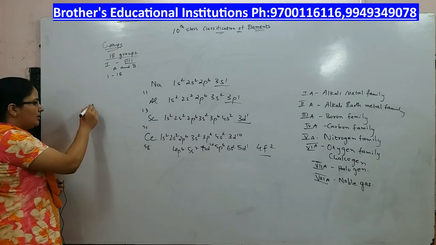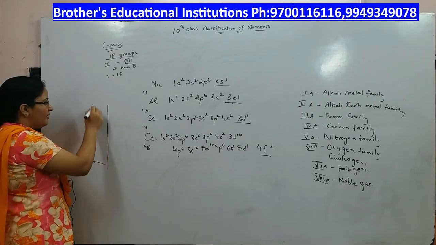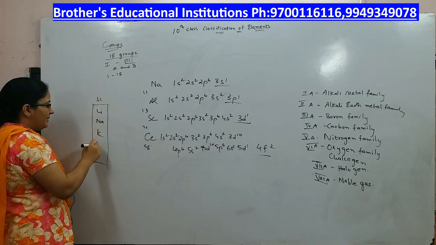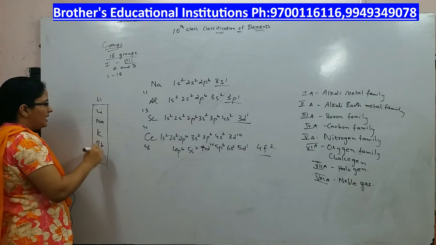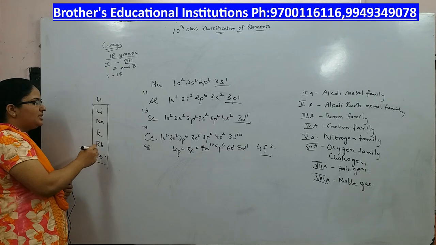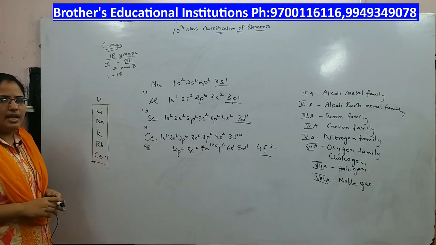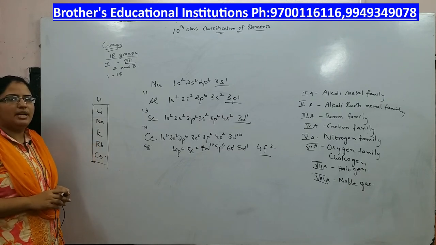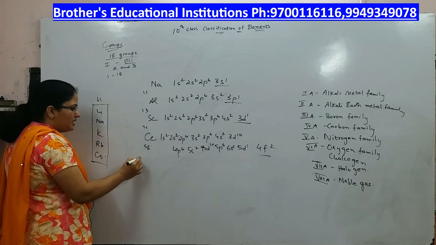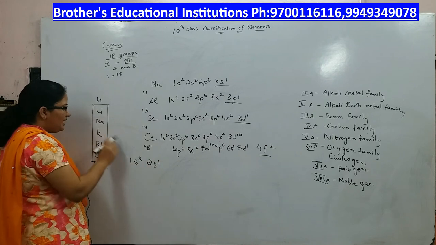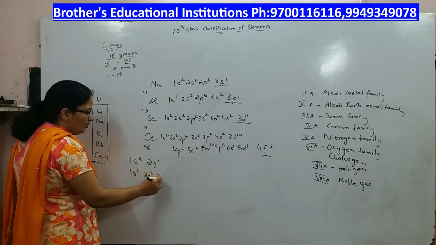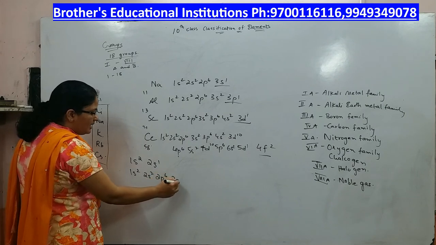If you take a particular group, let us take the first one: hydrogen, lithium, sodium, potassium, rubidium, cesium. Let us take the first group. Elements in a group usually have similar electronic configuration. For example, if you take lithium, the electronic configuration is 1s2 2s1. If you take sodium, it is 1s2 2s2 2p6 3s1.